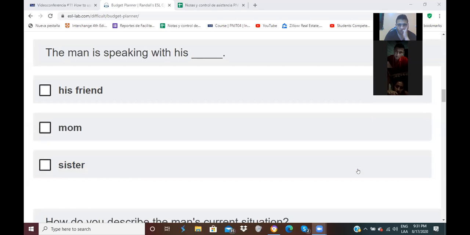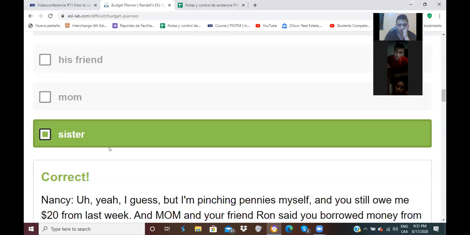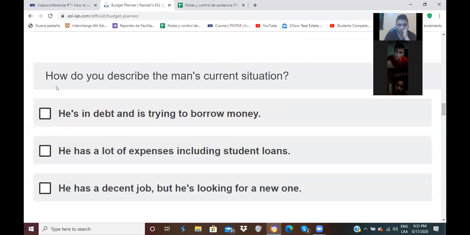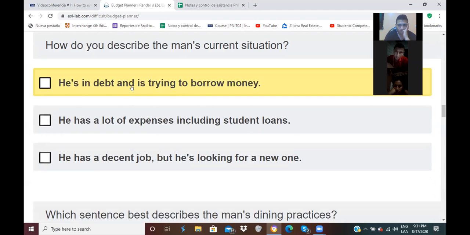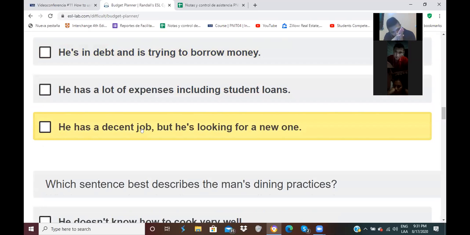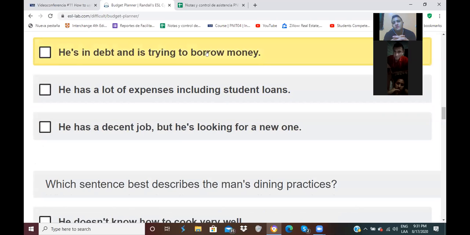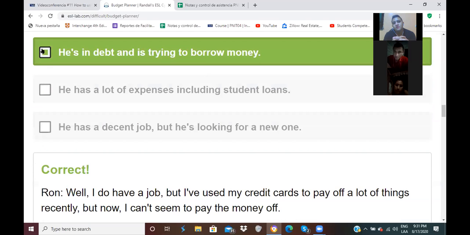Hello, hello. Sister. All right, sister, very good, correct. Number two, how did you describe the man's current situation? He's in debt and is trying to borrow money. He has a lot of expenses, including student loans. He has a decent job, but he's looking for a new one. Option number one, teacher. He's in debt and is trying to borrow money. Correct.